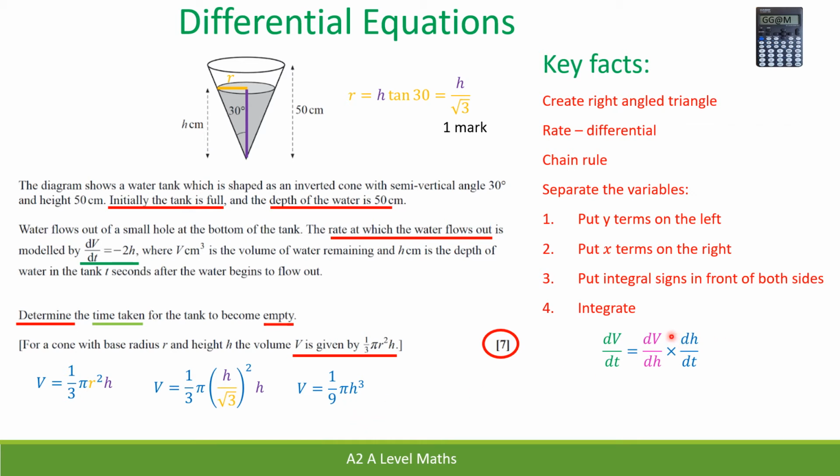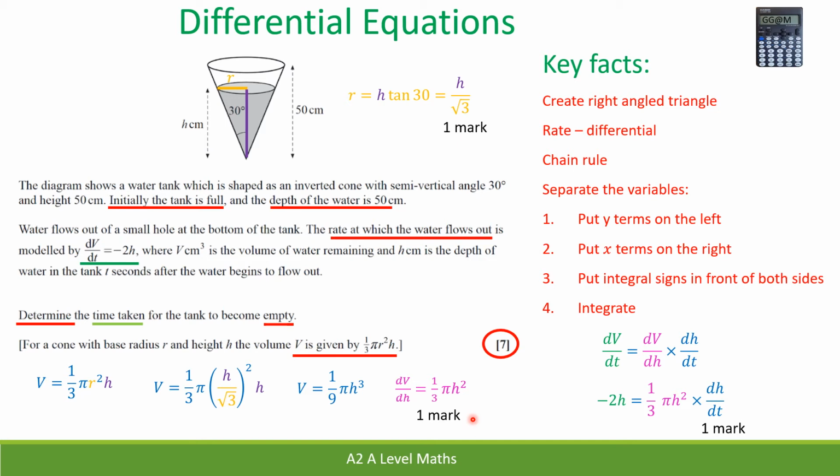But we actually need to find dV by dh. So I've just got V in terms of h. Now I've got V in terms of h, I can work out dV by dh by differentiating this expression. 1/9 and pi are just constants, so the only thing I need to differentiate is h cubed. The differential of h cubed is 3h squared. So I've got 3 times 1/9, which cancels down to 1/3. So dV by dh is 1/3 pi h squared, which gives you your second mark.